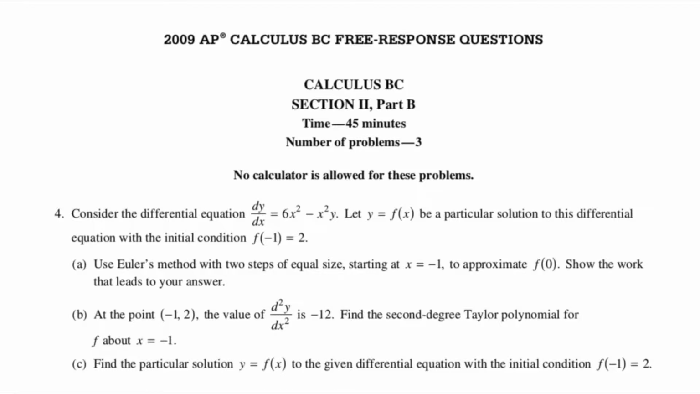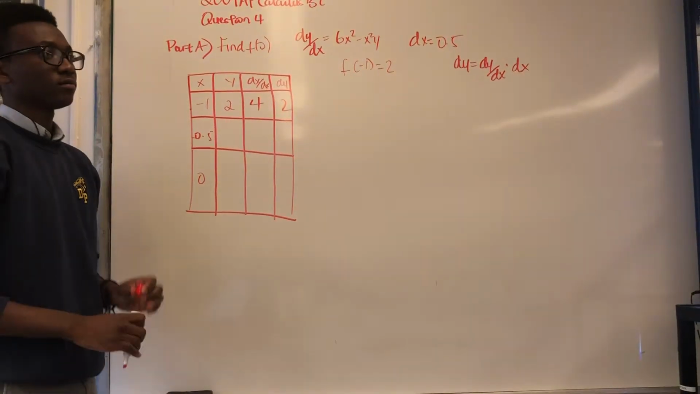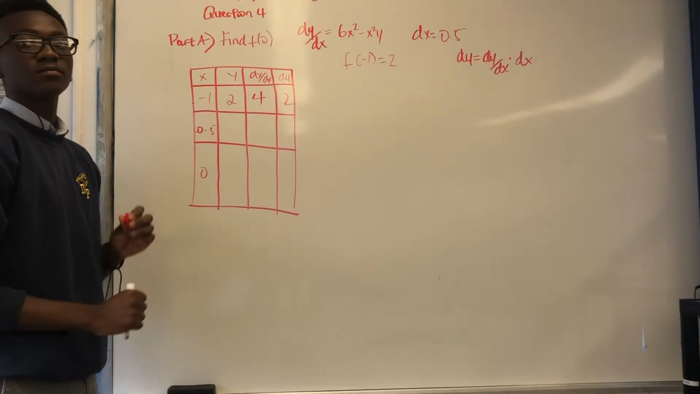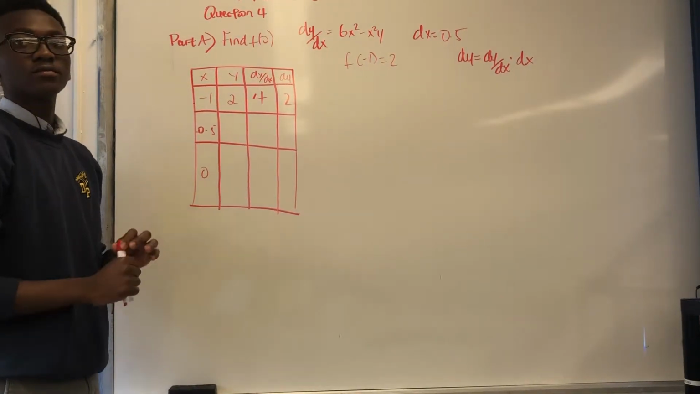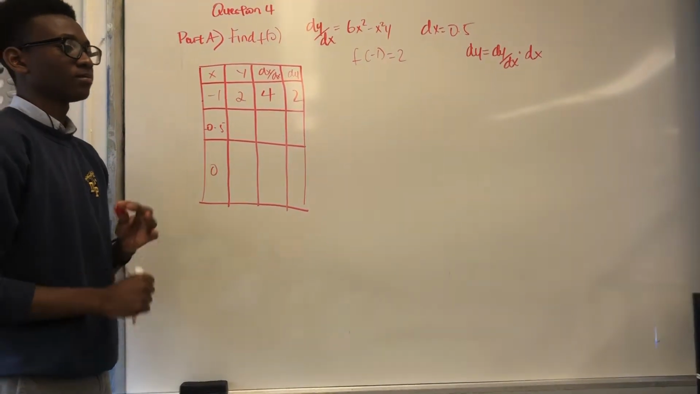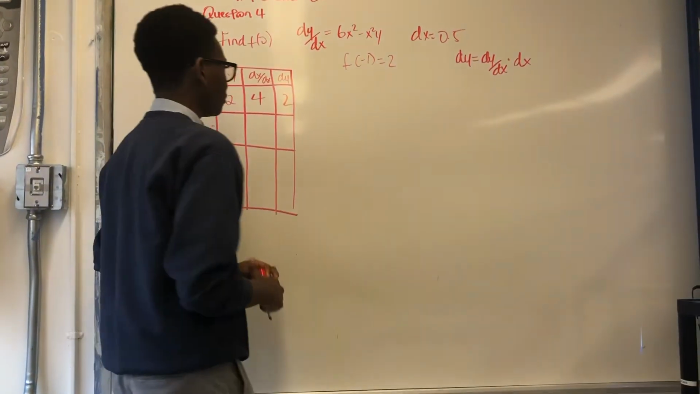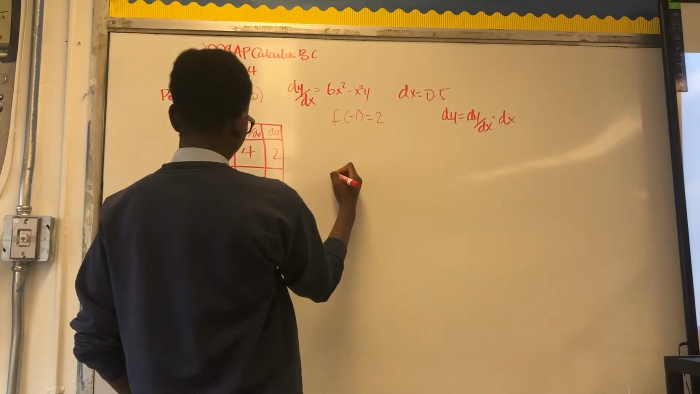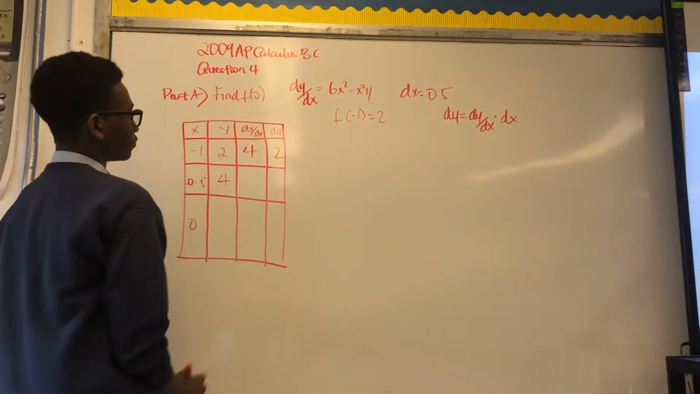So what this means starting off is that our dx has to be 0.5, because in order to have two steps, in order to go from negative 1 to negative 0.5 and then from negative 0.5 to 0, we have to have a dx, or a change of x, of 0.5. So we go from negative 1 to negative 0.5 to 0. As you can see in the table right now, we have a dy/dx of 4 for the initial condition, because when you plug in the values into the equation, that's what you get.